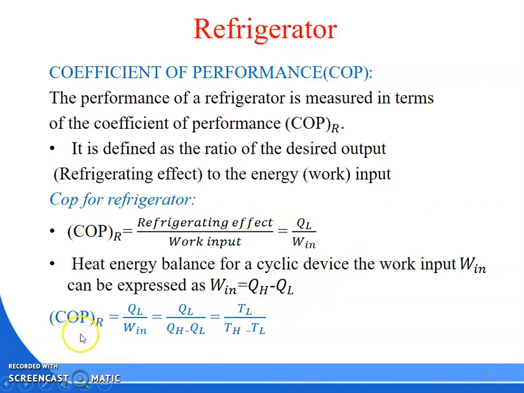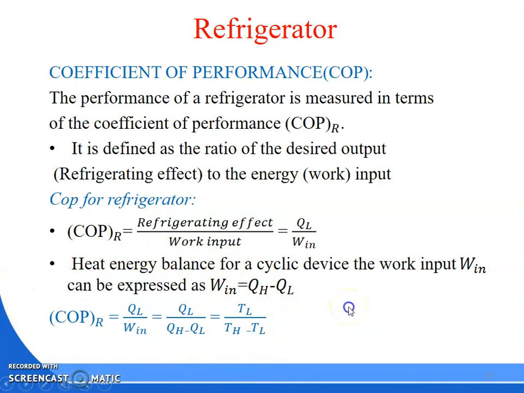So what is your coefficient of performance of the refrigerator? QL by Win is equal to QL by QH minus QL, which is equal to TL by TH minus TL. So the coefficient of performance of the refrigerator is QL by QH minus QL, or QL by Win, or TL by TH minus TL. This formula will be applicable when you are going for discussing problems.